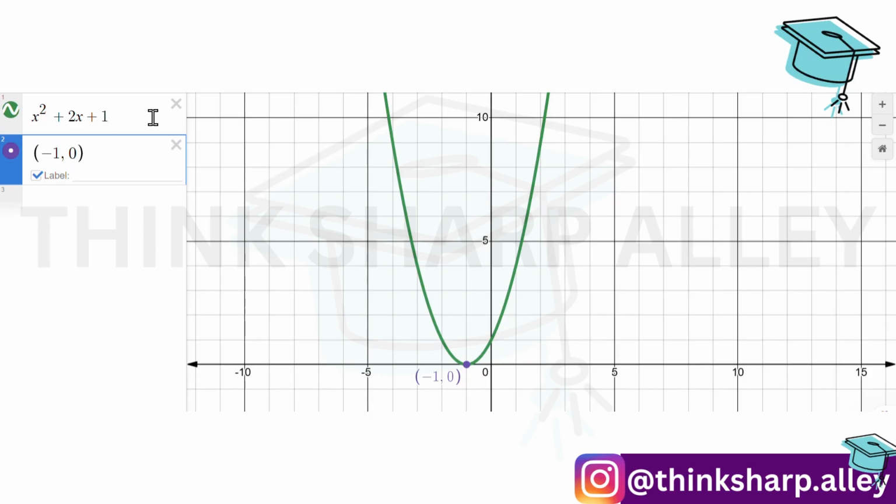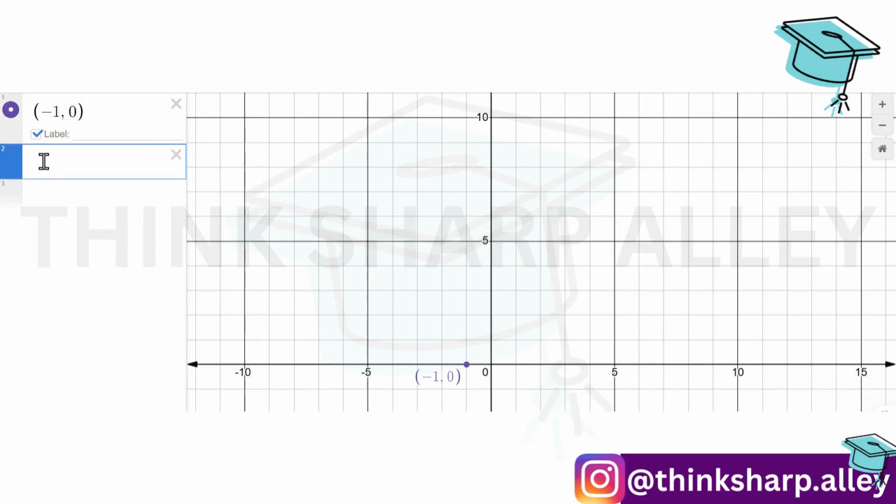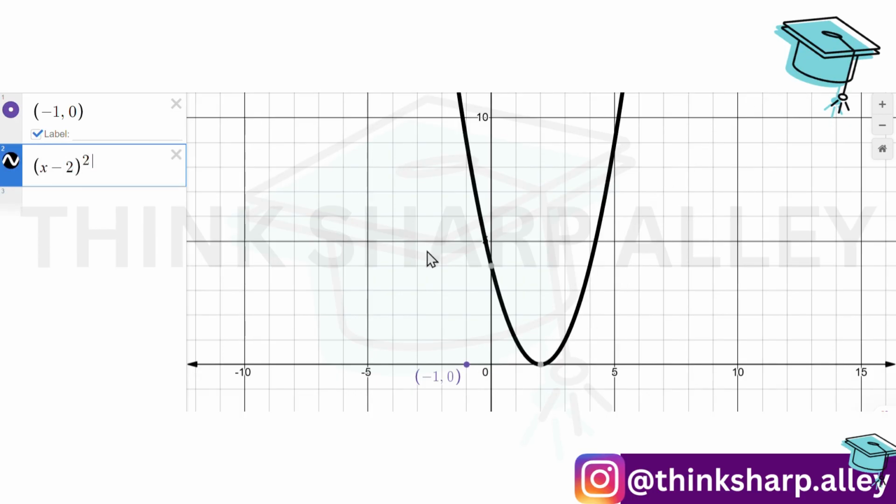Okay, we can try another polynomial. Let's see. X minus 2 whole square. So again, we see it cuts the x-axis at 2, 0. That means only 1 zero of this quadratic polynomial. So that is why I say if the degree is 2, that means it will have at most 2 zeros. If degree is 3, like let's say for cubic polynomial, it will have at most 3 zeros.